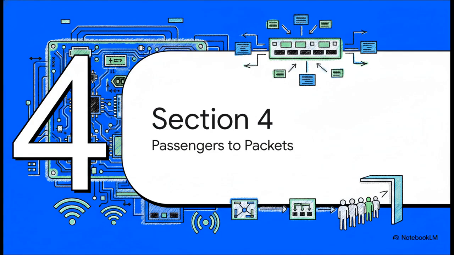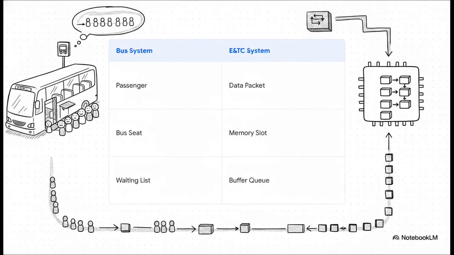Okay, so this whole idea of an orderly line isn't just for booking tickets. Not even close. It's actually a fundamental concept that powers so much of our digital world. All you have to do is switch out passengers for data packets. And the comparison is almost one-to-one. In the bus system, you have a passenger. In electronics, that's a data packet. A bus seat? That's just like a memory slot. And the waiting list we created? Well, that's what's known as a buffer queue. It's the same exact logic, just applied to information instead of people.